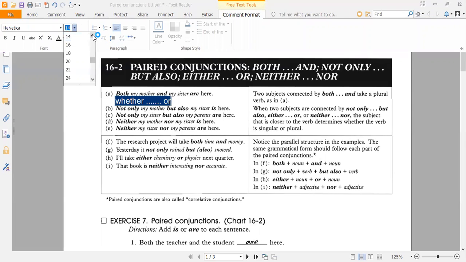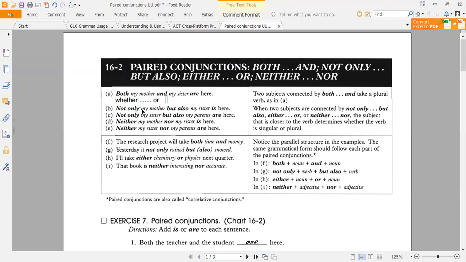So I can say not only my mother, but also my sister, and also whether my mother or whether Ahmed or his students are, okay? So as we discussed before in the previous quarter, the verb must agree with the subject closest to it, or the second one, which is my sister in this case. So if the second subject is plural, the verb must be in the plural form. If it's singular, the verb must be singular.